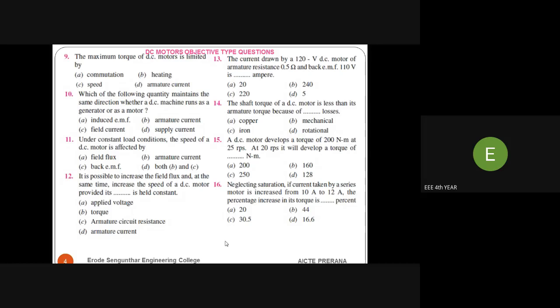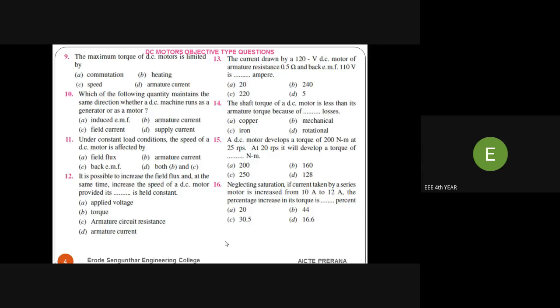So next, question number 9. The maximum torque of a DC motor is limited by: option A, commutation; option B, heating; option C, speed; option D, armature current.